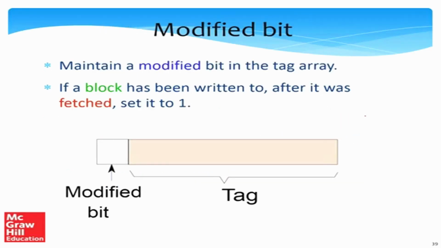So how do we do this? We write the new data. We also need to remember if new data was written to a block after it came to a cache. So we maintain a modified bit in the tag array. If a block has been written to after it was fetched into a cache, we set it to 1. Otherwise, by default, the entry remains a 0. But if you write to it, then 0 becomes a 1.